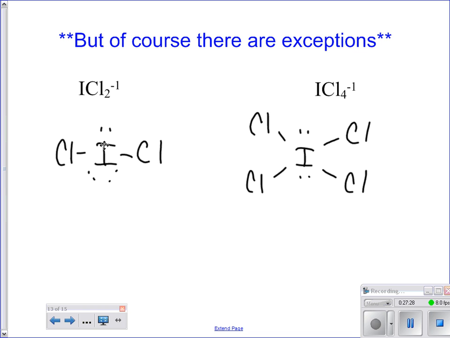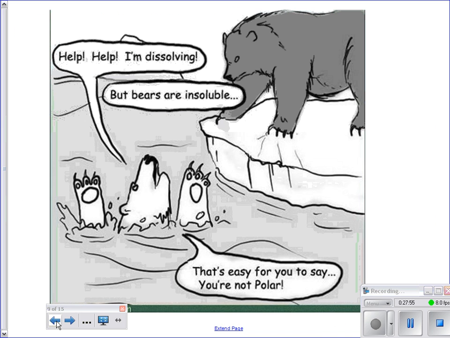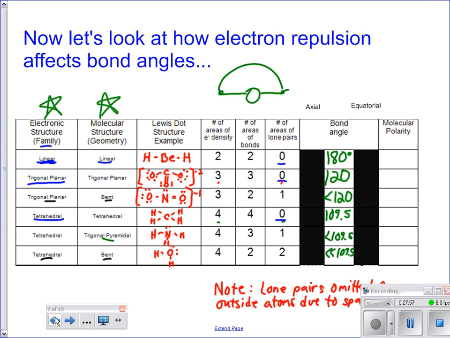Same with this one, which is my ICl4. In this case, I've got the electronic structure of an octahedral, but it is square planar because I've got these two lone pairs right here, so there is no side of that molecule that is more positive or more negative than the other side. Again, maybe you can just kind of envision it as symmetry. So heading back, let's go back here. I think what we should do now is just go ahead and fill in something about the polarity on all of these. So the first one, we're flipping back to our chart.